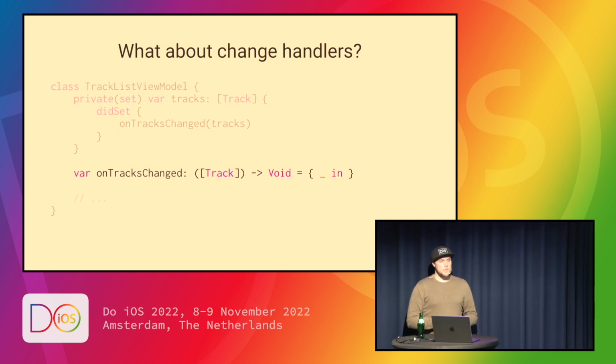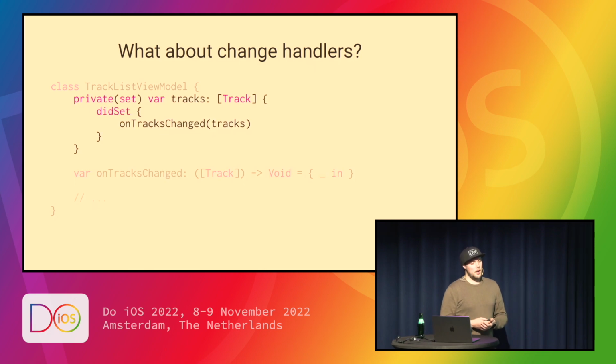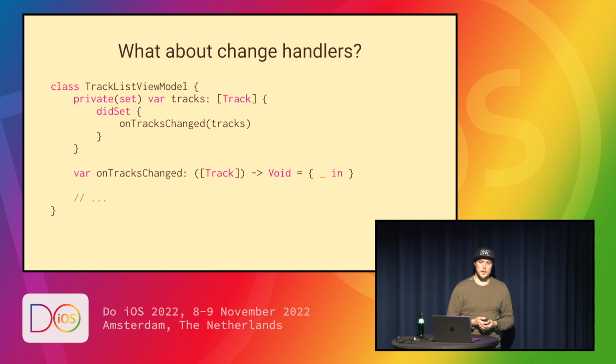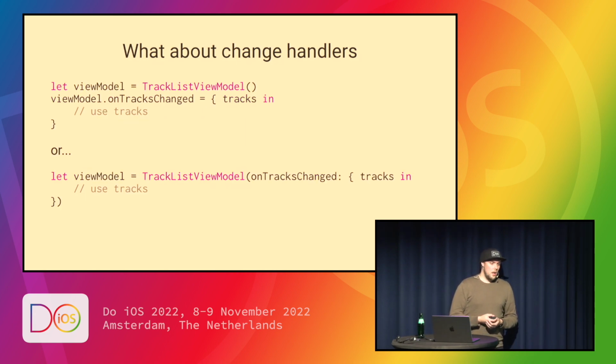Now this closure is really the interesting part that we're looking to replace with something else. And in doing that, we're also going to replace the tracks property a little bit, right? So we want to rewrite that to be something that Combine can work with, or something that we can slowly migrate over to Combine. So this is how we would use it, right? You either assign to onTracksChange whenever you need it, or you could also rewrite a tracks list view model a little bit and take the closure as an initializer parameter.